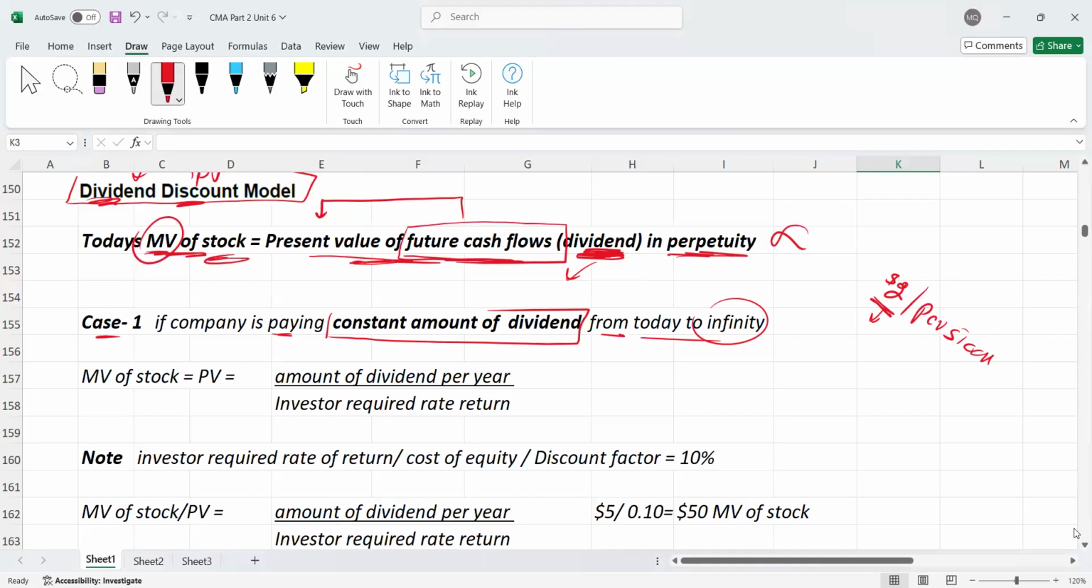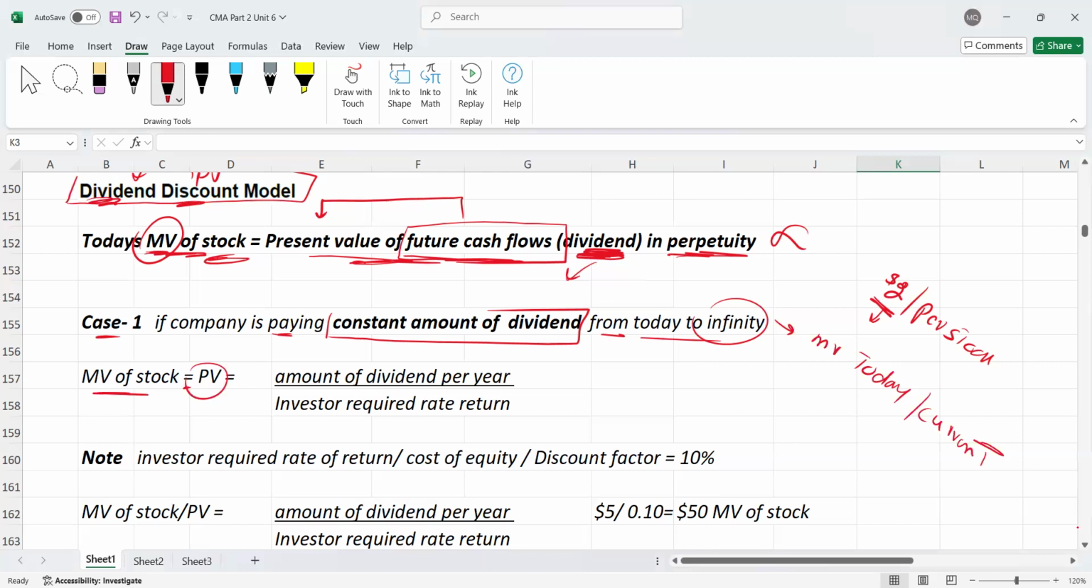You have to read the question very carefully. If the question says the amount of dividend is constant (not that the dividend is growing at a constant rate; that is another case), from today to infinity, and asks you to calculate the market value of the stock today, or the current market value, or today's stock price, then we will apply this formula. We will apply the same concept: the market value of the stock is equal to the present value of future cash flows.